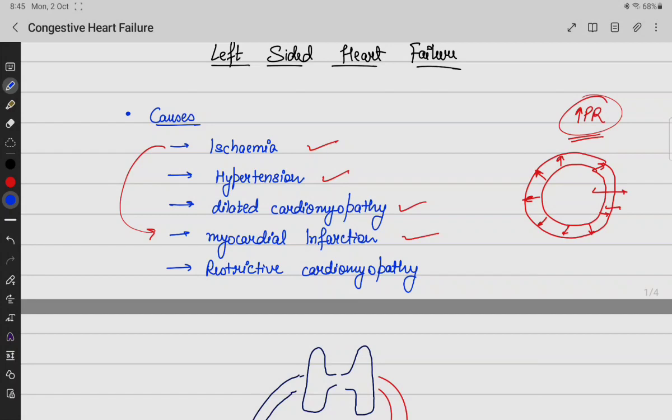Now we have restrictive cardiomyopathy. What does this mean is, we have our heart and this is the sac in which it is placed. If it is not able to expand fully, it won't be able to acquire as much blood volume as it does, and it will directly influence the cardiac output. So if the heart is not able to expand fully, it will affect its cardiac output and can lead to cardiac failure.